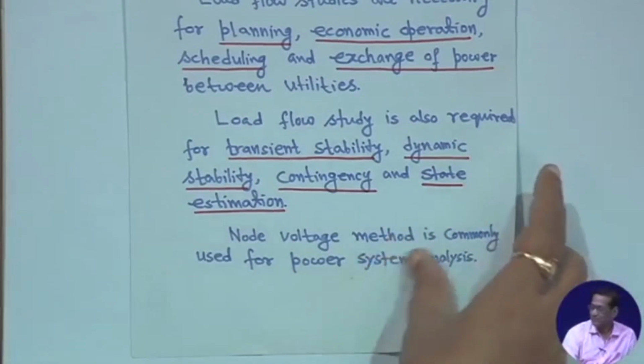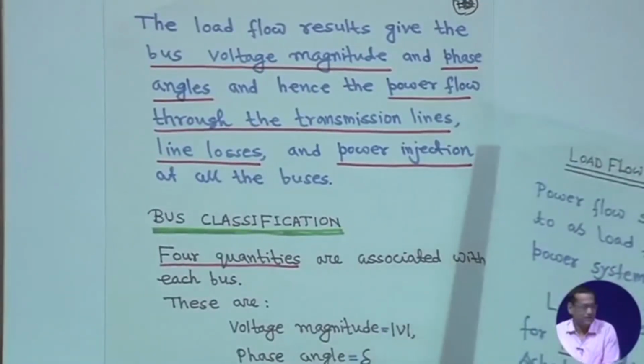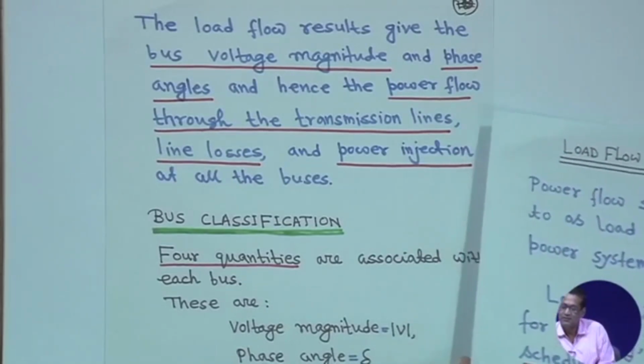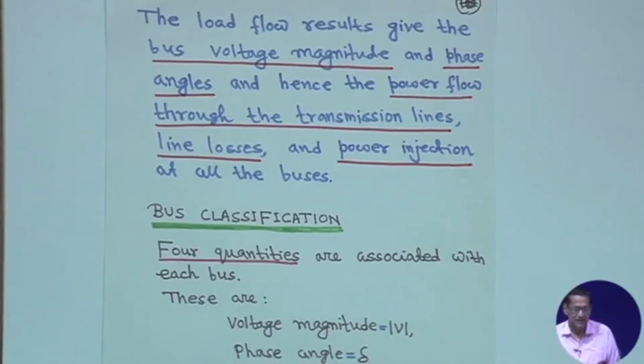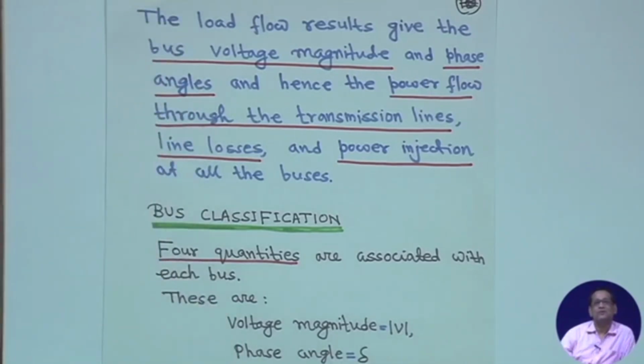Therefore, what will this load flow result give? It will give you the bus voltage magnitude, right. Then it will give your voltage phase angle, that is the voltage angle, right, and then the power flow. Through it you can compute the transmission line losses, right, and the power injection at every bus bar, that also you can compute. So, whenever we do so, we have to see how we can make it, right.